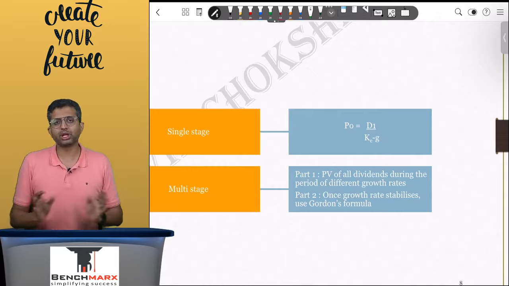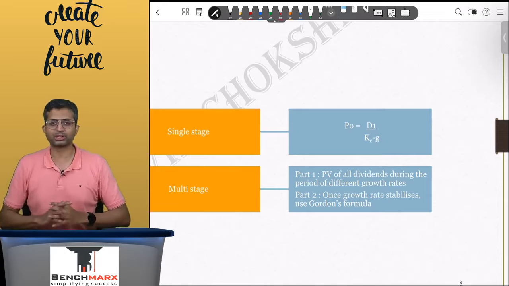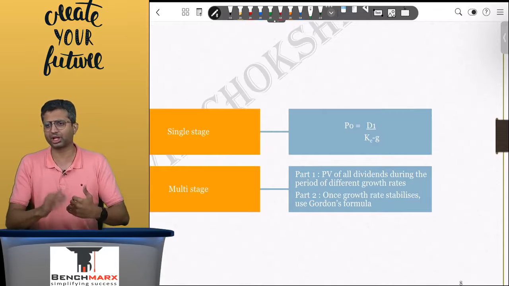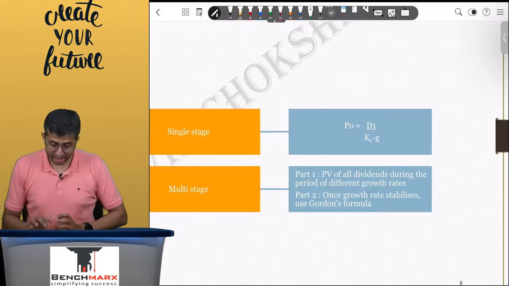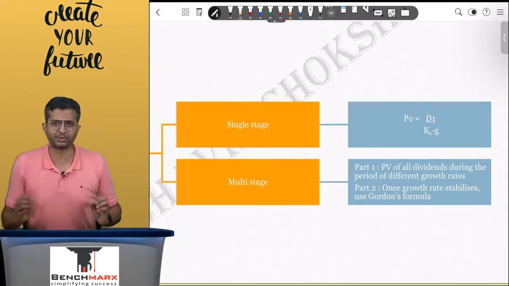Now, this formula can work if there is a single growth rate. However, in most of your exam questions, you might have different growth phases. Like in the first 5 years, the growth rate might be different, and after 5 years, that is from the 6th year up to perpetuity, the growth rate might be different. In which case, you will use the multi-stage model, which is more important in my opinion from an exam standpoint.